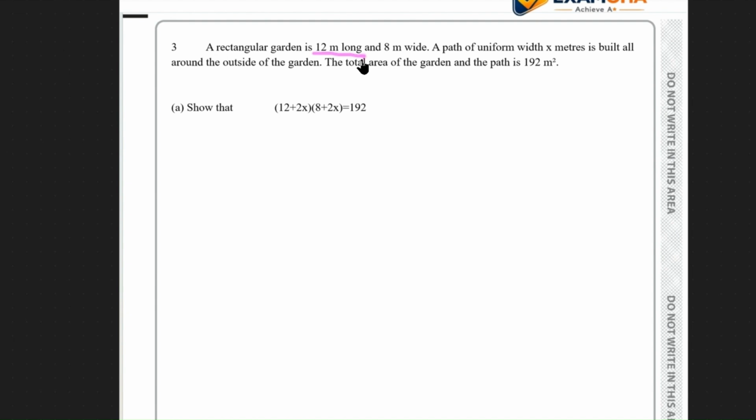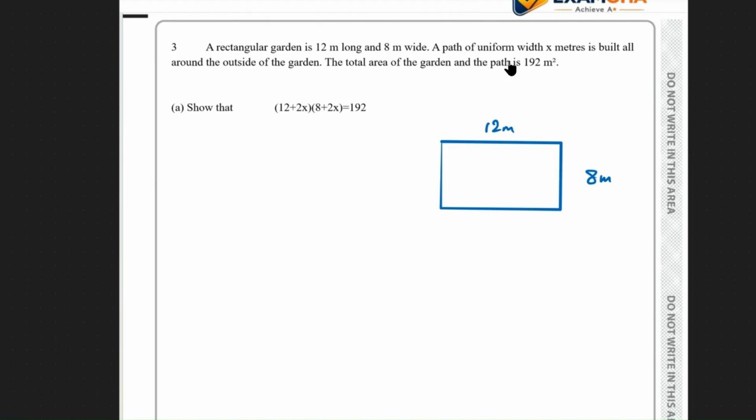12-meter long and 8-meter wide. Usually when I read this information, I draw my rectangle here before continuing reading. So this is a rectangle, 12-meter long. I know this is 12-meter, and then 8-meter wide. And then carry on.